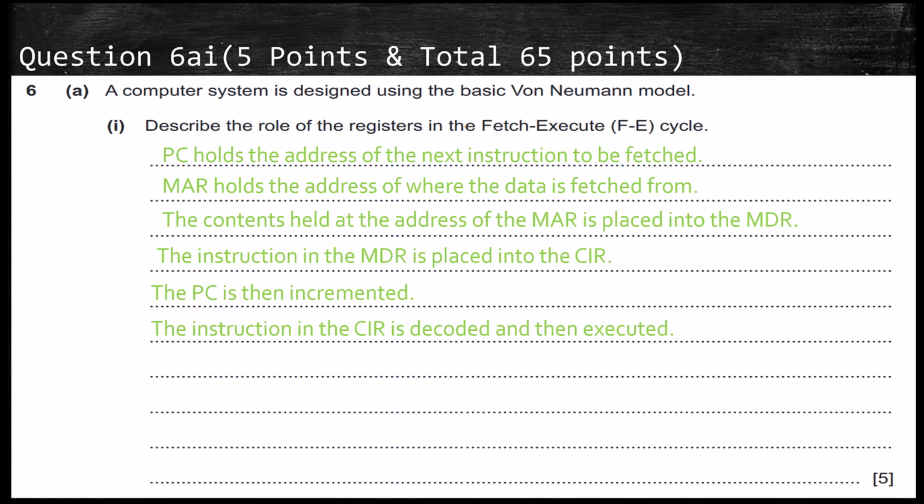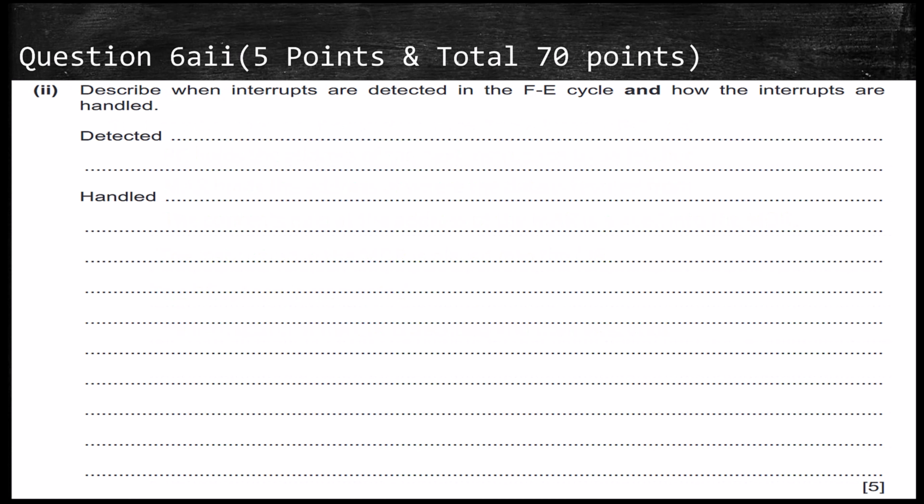That is the entire fetch execute cycle. Now, how are interrupts detected in the fetch execute cycle, and describe how the interrupts are handled. Well, how are they detected? Well, at the end of the fetch execute cycle. You can't do it in the middle or during it. It has to be at the end of the fetch execute cycle.